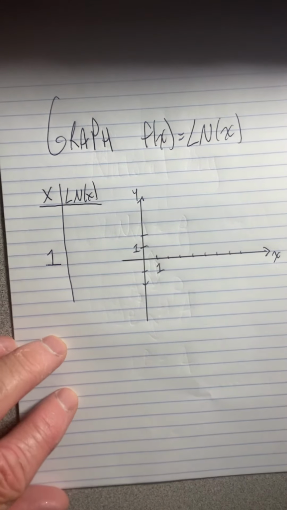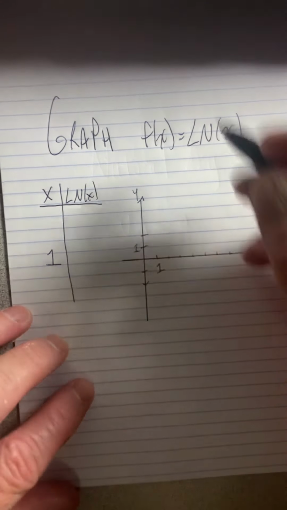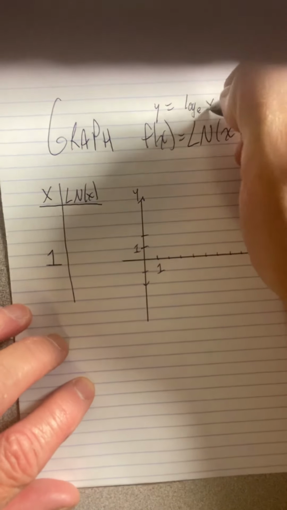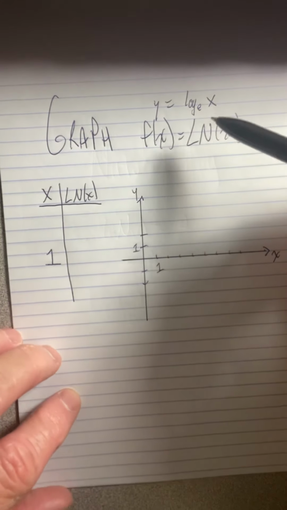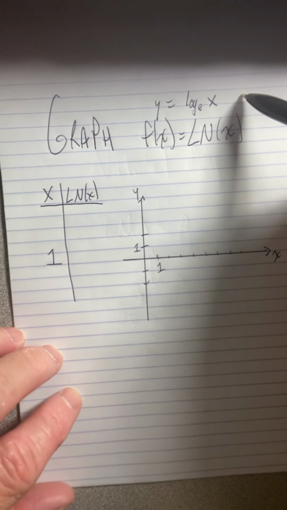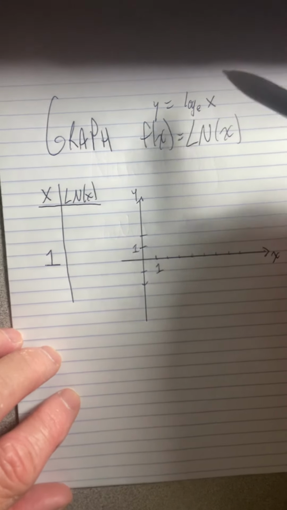Let's graph the natural log function. Now remember, this is log base e of x. So the input is x, our base is e. We're looking for when we put in an x, we're looking for an output that is an exponent on e that gives us the x.